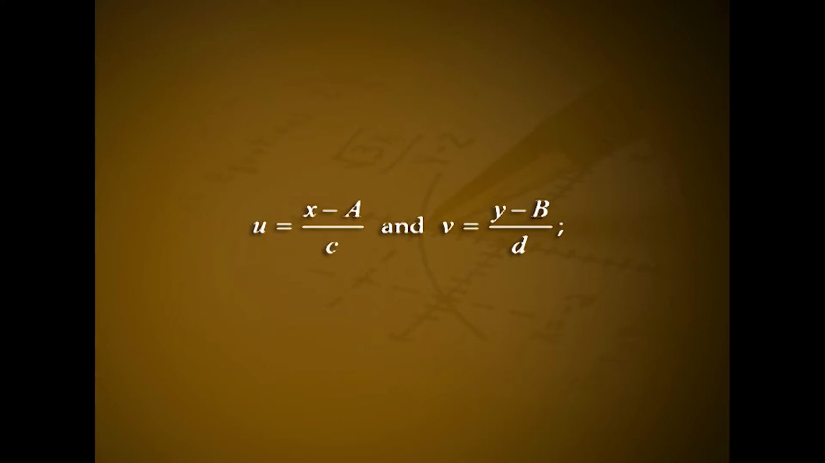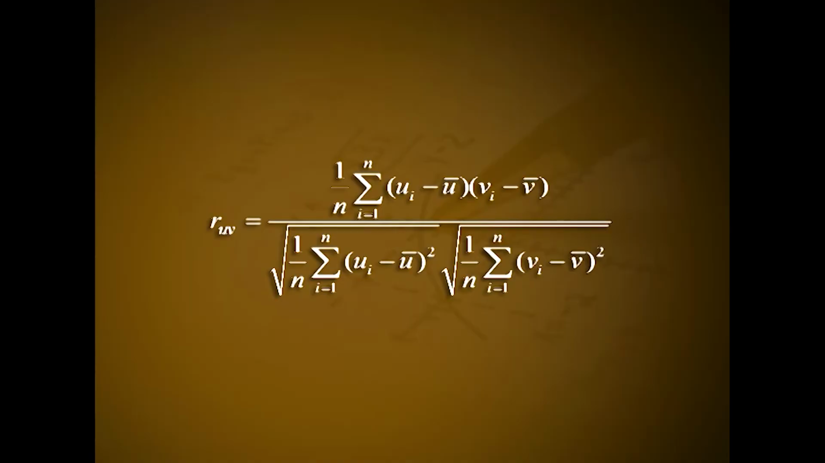Let u equal to (x minus a) by c and v equal to (y minus b) divided by d. Then Pearson's coefficient of correlation between u and v is r_uv equal to 1 by n summation over i from 1 to n (ui minus u bar) into (vi minus v bar) divided by square root of 1 by n summation over i from 1 to n (ui minus u bar) whole square into square root of 1 by n summation over i from 1 to n (vi minus v bar) whole square.